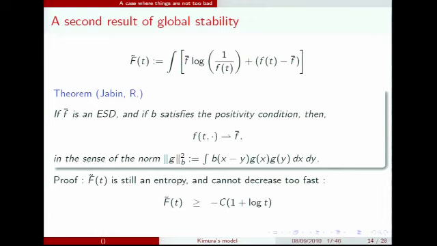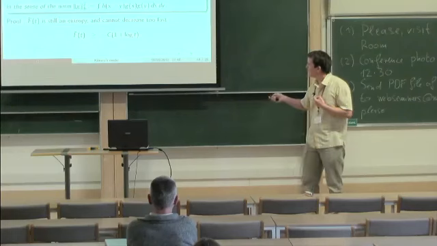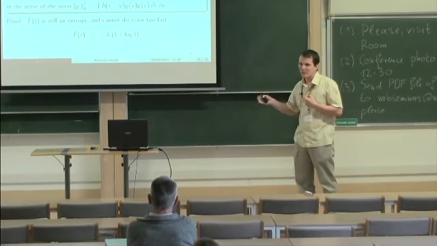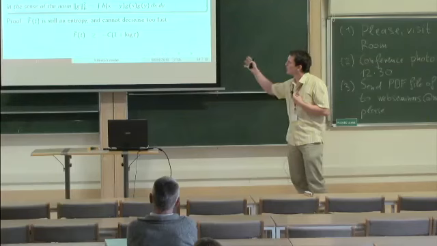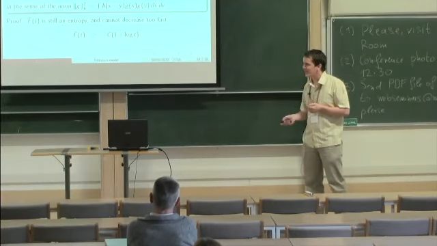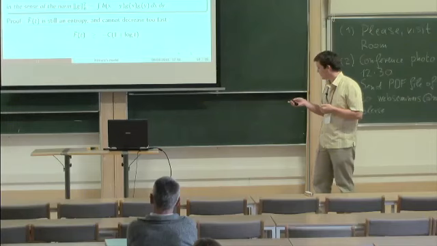That's a bit of a problem, but we're quite lucky because we can show that this entropy cannot decrease too fast. It cannot decrease faster than logarithm of t. And if we bound something which is decreasing by a logarithm, it's enough to show that the time derivative goes to 0. Well, we have some other arguments, but that's the idea.